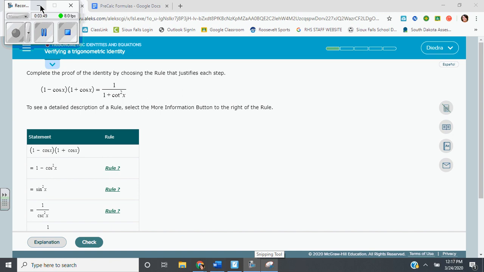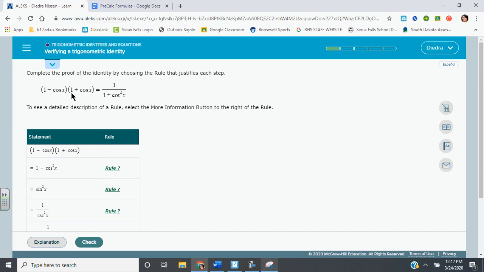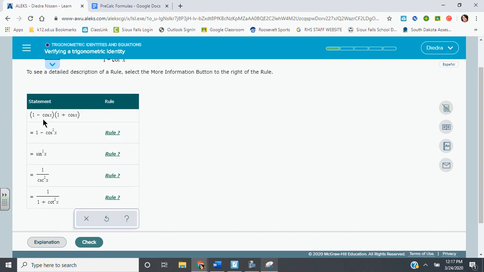All right, our second problem that we're going to do is, again, verifying, but this time we've got 1 minus cosine of x times 1 plus cosine of x, and we need to transform it into 1 over 1 plus cotangent squared of x. So we're going to go down. The first thing that we can see that we have to do in order to simplify is that we have to get 1 minus cosine squared of x. Well, where are they getting that from? They're getting that because they're multiplying these 2 binomials together. So they're multiplying 1 times 1, which is just giving us the 1. And then they're multiplying 1 times cosine of x, which is just positive cosine of x.